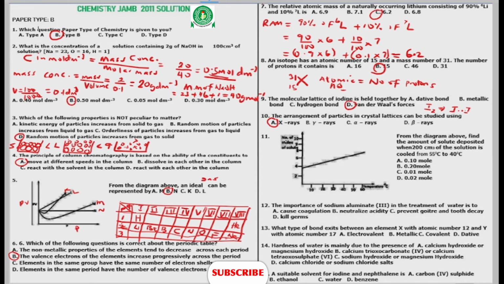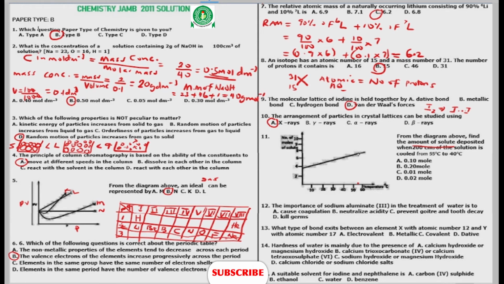Now number 11 says the number of moles of solids against the temperature. This has to do with solubility. Whenever we see the number of moles of solids against the temperature, that's solubility. This represents the solubility curve. On the diagram above, find the amount of solids deposited when 200 centimeter cube of solution is cooled from 55 degrees Celsius to 40 degrees Celsius. We should find the amount of solid, that is the amount in moles, while it is cooled from 55. Now this is where we have temperature 55 here. The solubility of the substance depends on the temperature.